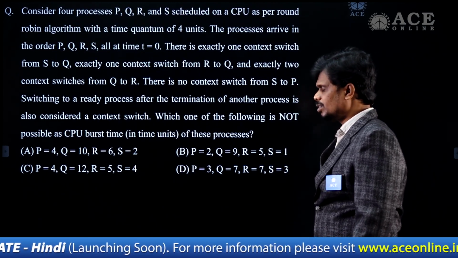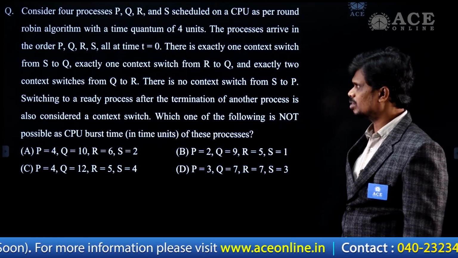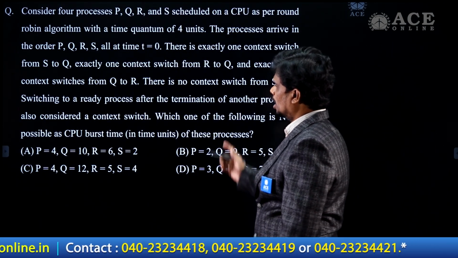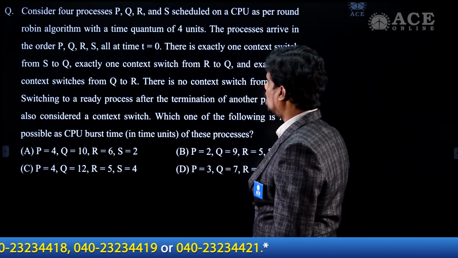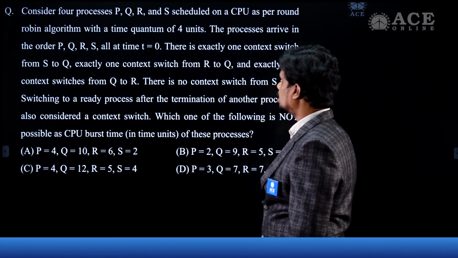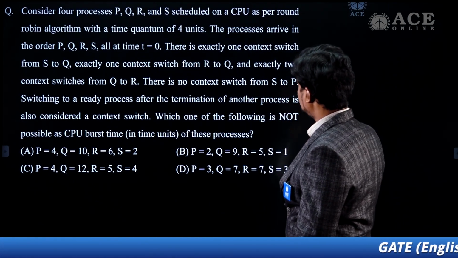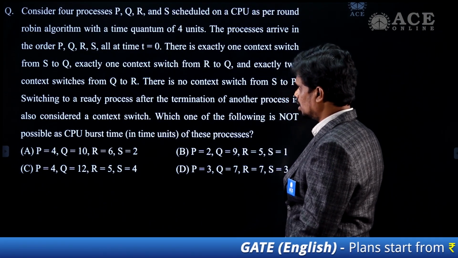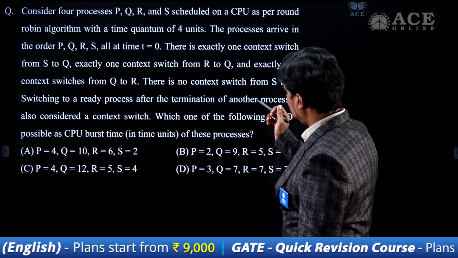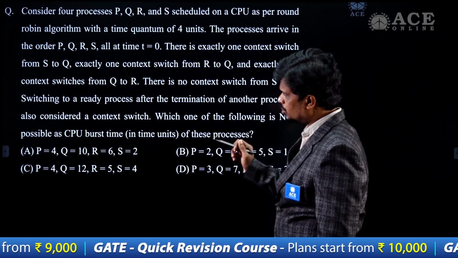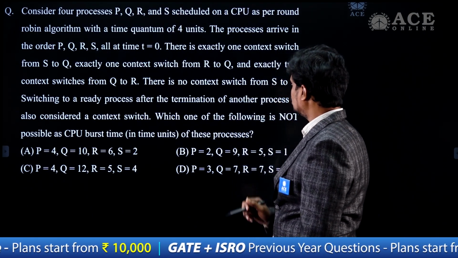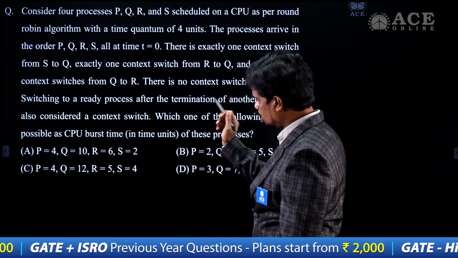So this is the next question we have from operating systems in the GATE 2022 examination. Look at this question statement. Consider 4 processes P, Q, R and S scheduled on a CPU as per the round robin algorithm with a time quantum of 4 units. The processes arrive in the order P, Q, R, S, all at time t equals 0. There is exactly one context switch from S to Q, exactly one context switch from R to Q, and exactly 2 context switches from Q to R.